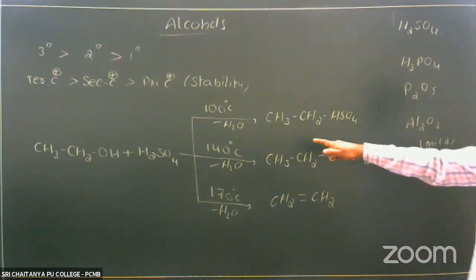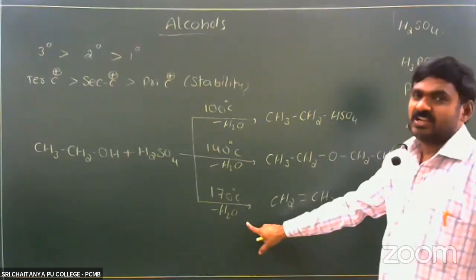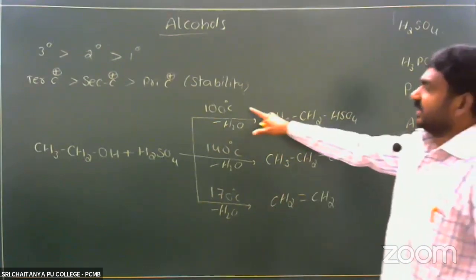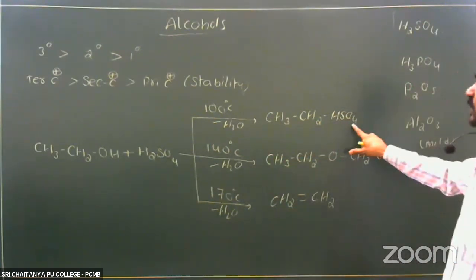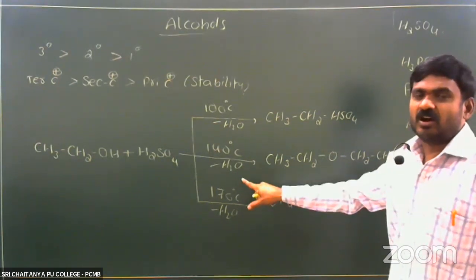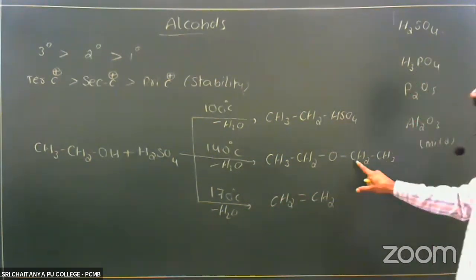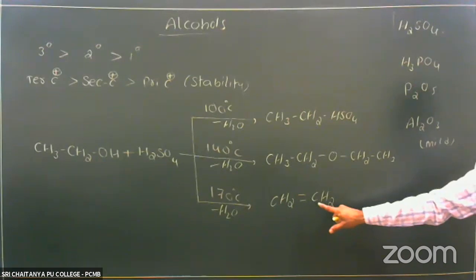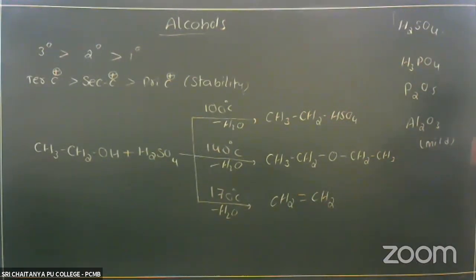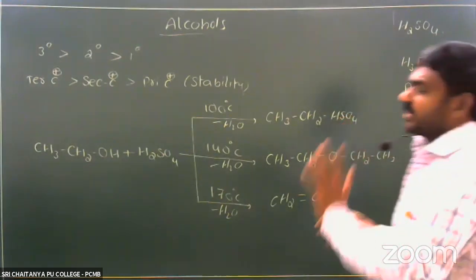So sulfuric acid is a powerful, strong dehydrating agent. At 100 degrees centigrade, it gives ethyl hydrogen sulfate. At 140 degrees centigrade, with excess alcohol, it gives diethyl ether. At 170 degrees centigrade, it gives ethylene. In the last class, the properties were completed up to this point.